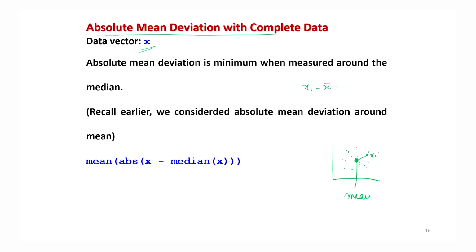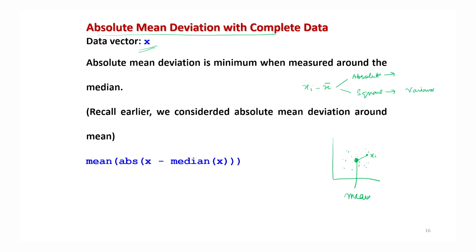So one option is this: I can take its absolute value or I can square it. When we take the absolute value, based on that we define the absolute mean deviation, and when we take the square, we define the variance concept, right. So firstly, let me handle the absolute mean deviation with the complete case.